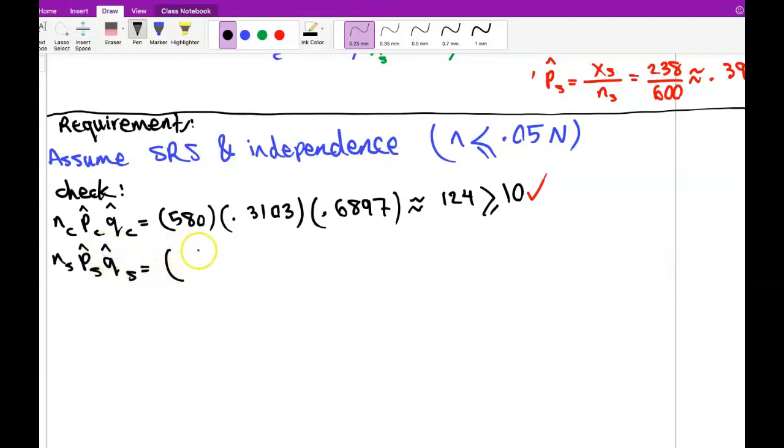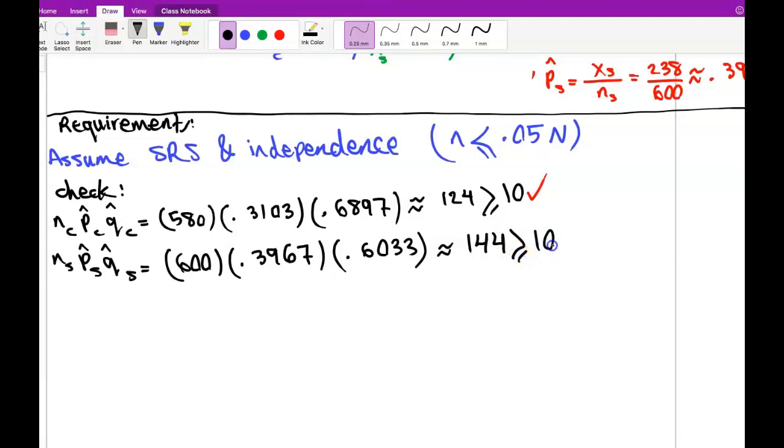Now for the second population. N is 600. P hat is 0.3967 times Q hat, which is 1 minus 0.3967, that is 0.6033. Multiplying all these numbers and rounding, it's 144. So it's greater than or equal to 10.